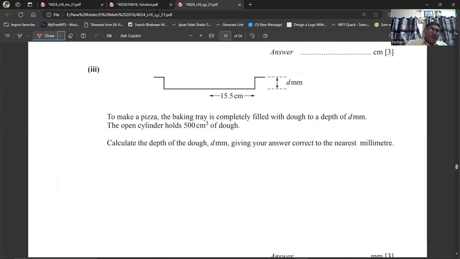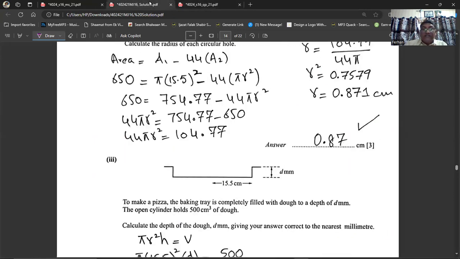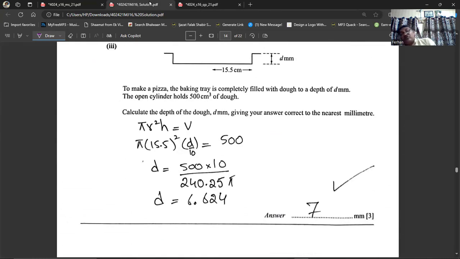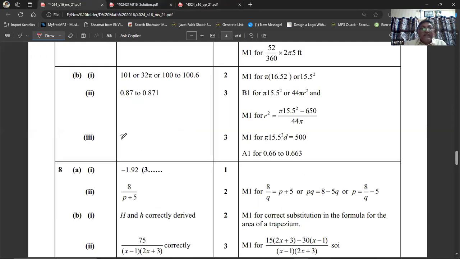Because this shape is a cylinder, I will find the volume of the cylinder and write it equals 500 centimeter cube. So pi r square h equals V, volume. So pi multiplied by 15.5 square into d divided by 10 equals 500. Why did I divide by 10? Because d, the depth of the tray, is in millimeter and I'm converting it to centimeter. For that purpose, we have to divide by 10. So the d value will be 500 into 10 divided by 240.25 pi, and that will be 6.624, which is approximately 7. And 7 is the right answer, sir.